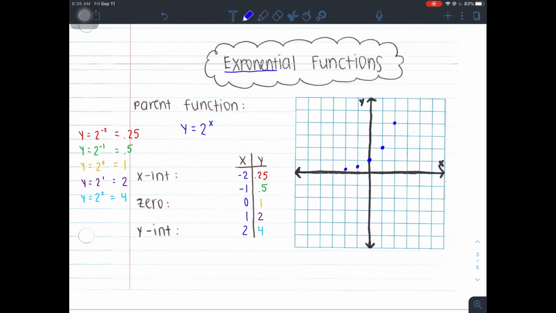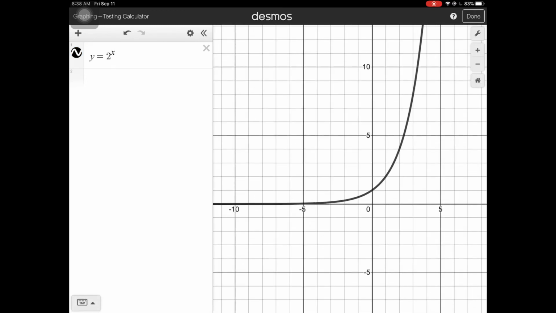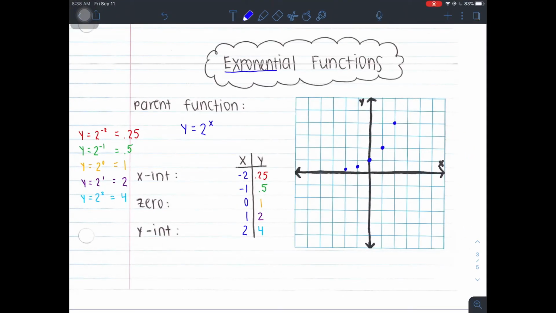Now I'm going to put this into Desmos just to show you something. So y equals 2 to the power of x. And it's not enough just to draw a sketch of the graph. I need actual points on a graph for you to give me what I need. I need you to give me 5 points. Now, looking at this graph, it looks very similar to the one that we plotted, except ours has some points on it.